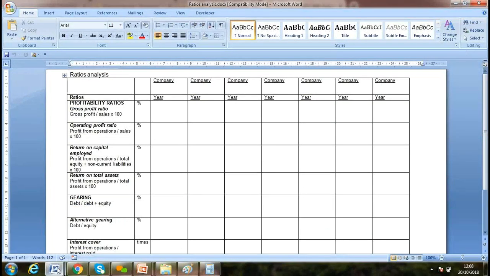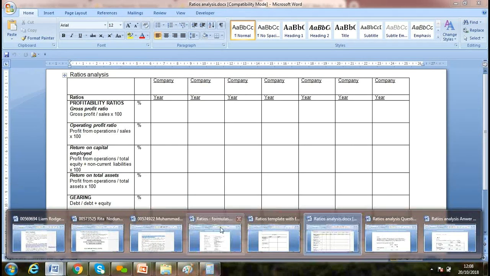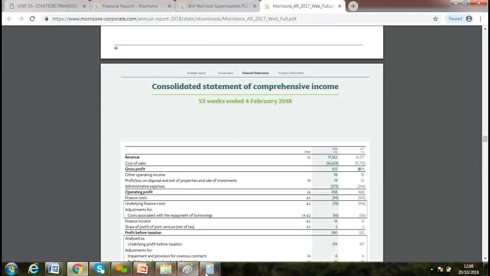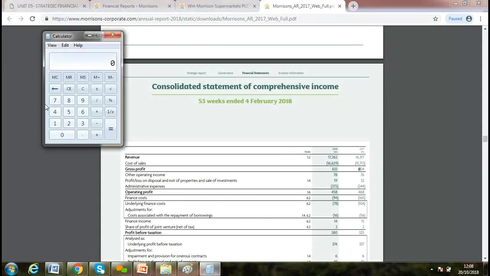And the formula is gross profit divided by sales. So gross profit divided by sales. So I'll go through there. What is the gross profit divided by sales? So gross profit is 633 divided by 17,262. Yes. And whenever you need a percentage, times by 100. Yes. We all know how to calculate percentage.